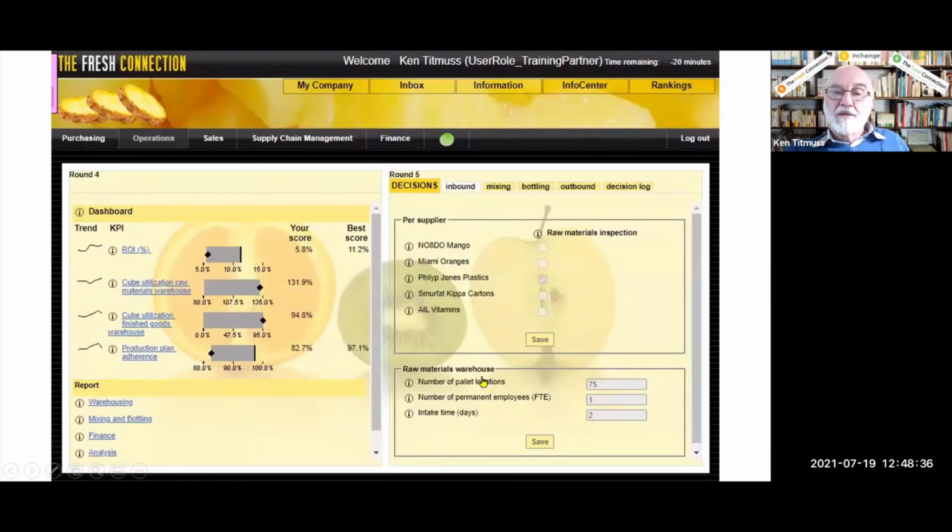Same thing happens in operations here. We've got the inbound warehouse, number of pallet locations, number of full-time employees, the intake time, that's the dock to stock time. We can put on raw material inspection. We then can go in and look at mixing and bottling and the outbound warehouse and make decisions as well. And again, we've got reporting down in the bottom left-hand corner here, and we've got our dashboard of performance metrics for our role and on the top left side here.